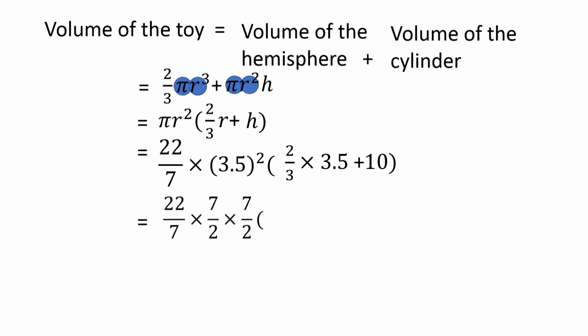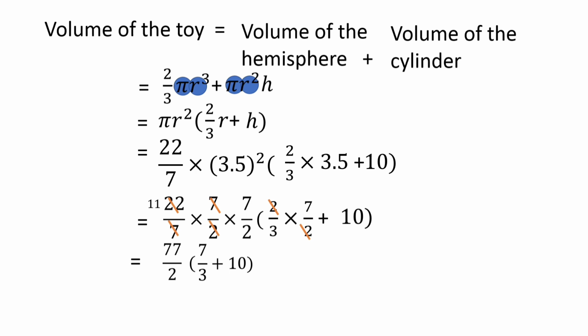We can convert 3.5 into 7 by 2. You know why? Let us convert it. Here also 2 by 3 into 3.5 is 7 by 2, plus 10. Let us simplify. 7 can get cancelled. 2 ones are 2, 2 elevens are 22. Here also 2 and 2 can get cancelled. So 11 sevens are 77 by 2 into (7 by 3 plus 10).